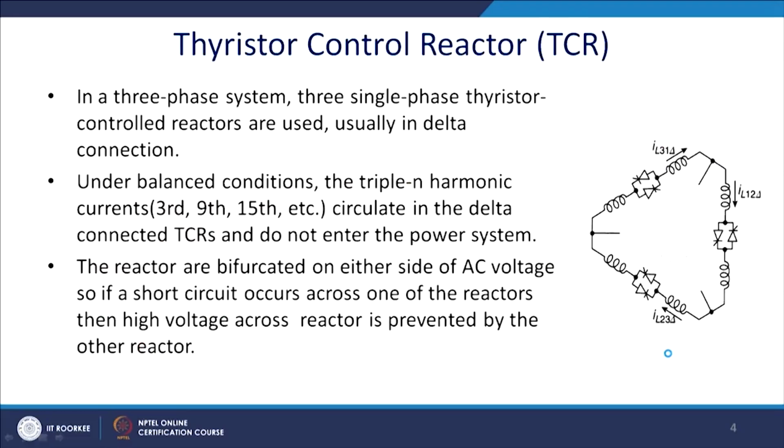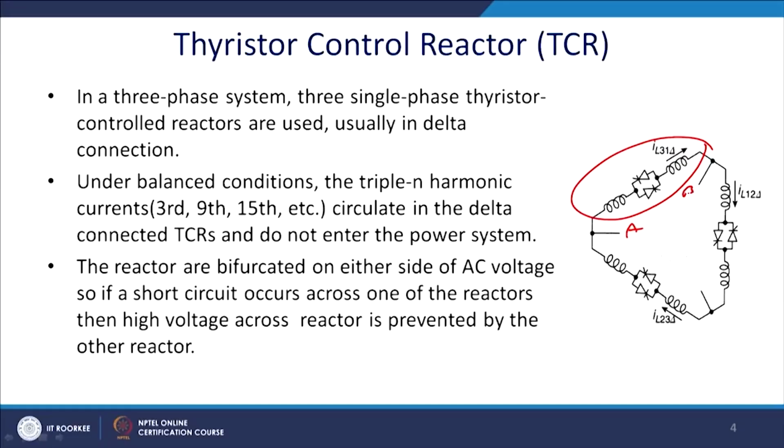We require to suppress the third harmonic, that is our main concern in the case of the TCR. In a 3-phase system we can put it into the delta. So, this is the delta configuration with A, B and C, and this is the delta configuration.